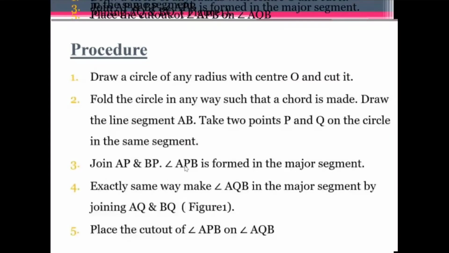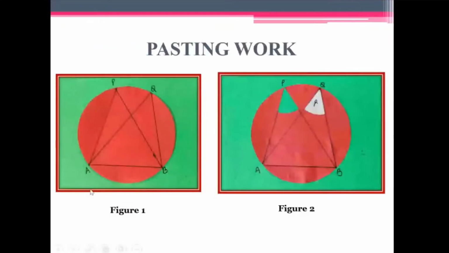So the activity has been written here, what all we have done. This is the pasting work. We have first taken the circle, then we folded it to get a crease and mark point A and B. We've taken any 2 points on this circle, P and Q. I have joined AP, BP and AQ and BQ. So I've got angle APB and AQB as the two angles subtended by this arc AB in one segment.